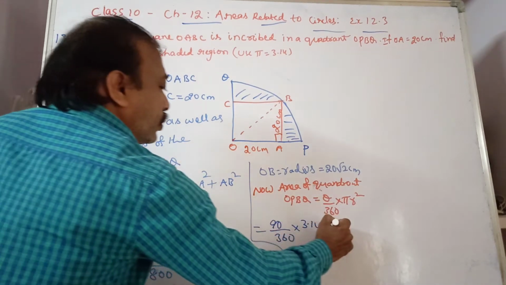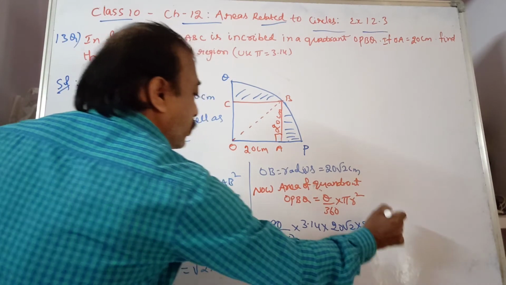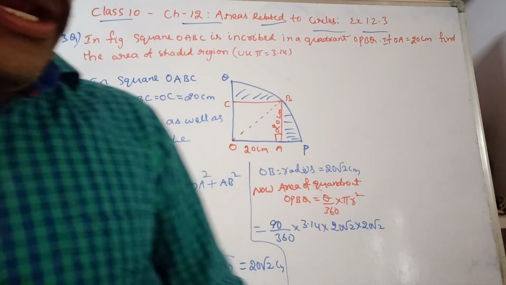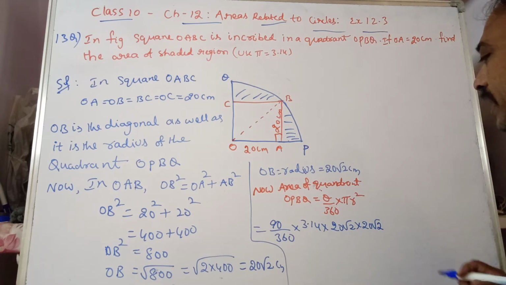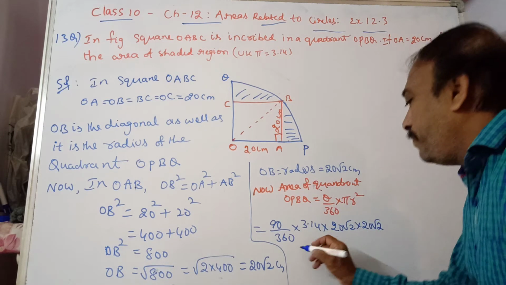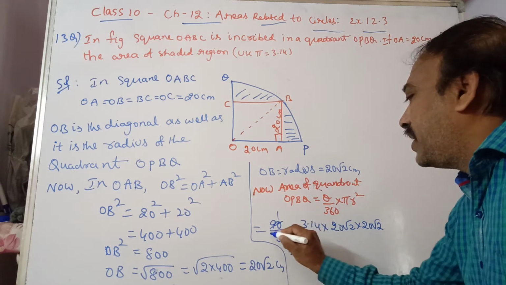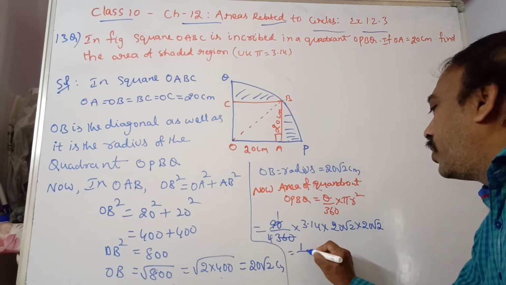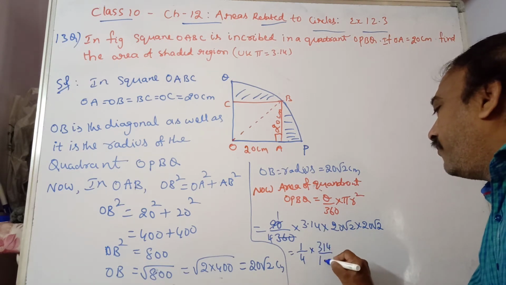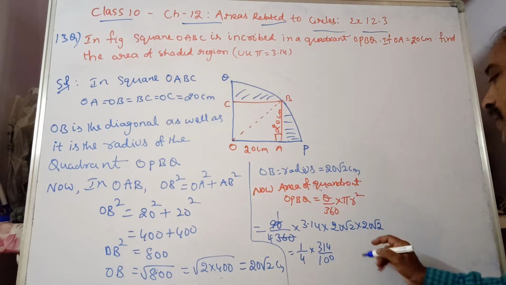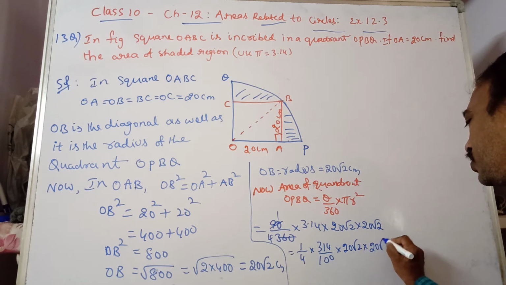Radius we got 20 root 2, so 20 root 2 into 20 root 2. Now observe it carefully. I am writing this as 90 ones are 90, 90 fours are 360. So 1 by 4 into 3.14. Better to write it in fractional form, 314 by 100 into 20 root 2 into 20 root 2.